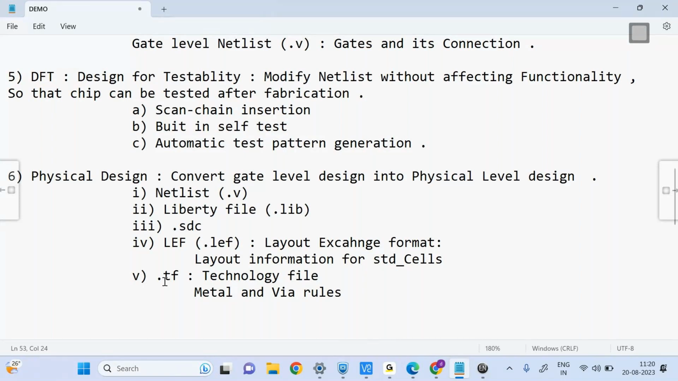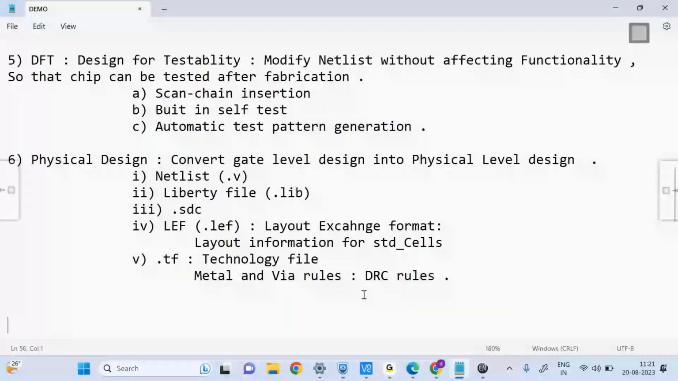That rule is called the DRC rules. What do we call DRC rules? Design rule checks, DRC rules. If we don't follow this while routing, meaning connecting one standard cell to another standard cell, the foundry cannot fabricate it. Foundry cannot fabricate the IC because they have the machineries and the process to do it. So we have to follow these rules.